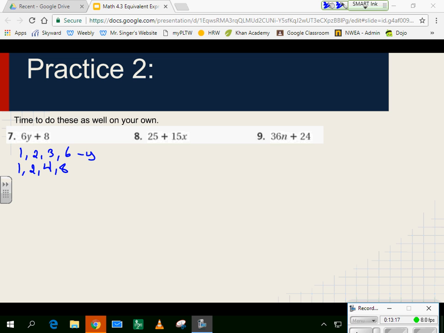So what's the greatest number they have in common? You guessed it, it's 2. So we pull the 2 out, and we know the y has to go down here. But how many times does 2 go into 6? That would be 3 times, so it's 3y. And how many times does 2 go into 8? That would be 4. So that's your answer. Go ahead and work on 8 and 9. Come back when you are done. Good luck.